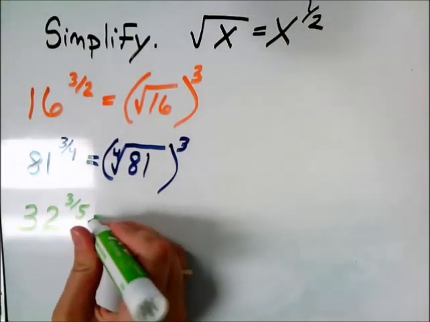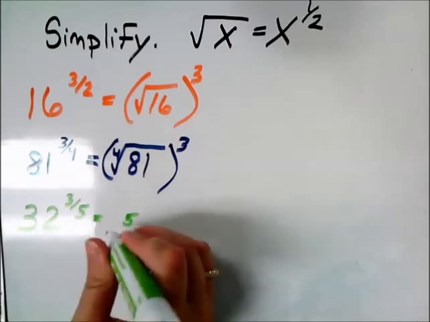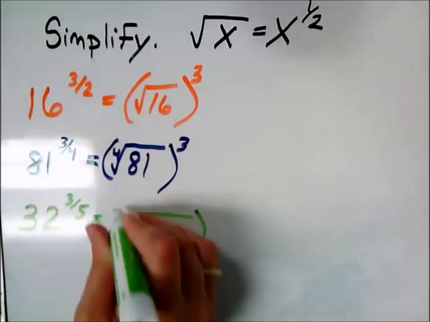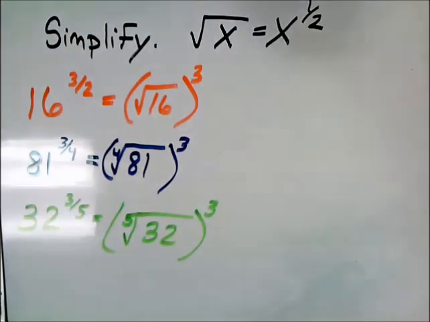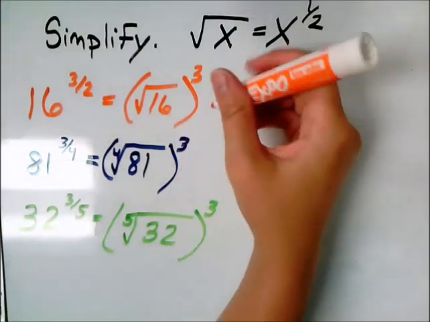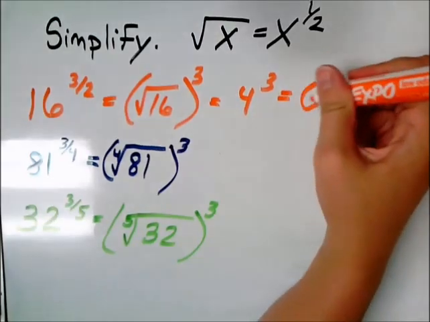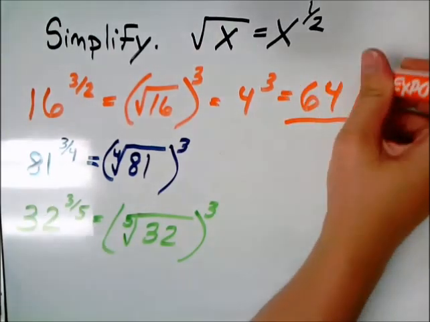And so this very last one is saying the 5th root, since the denominator tells us the root, so the 5th root of 32, and then that's all to the third power. So now that we just have them all written in a different form, it makes them much easier to do. So now I can look and say, well, square root of 16 is 4. So really this boils down to what's 4 to the third, and 4 times 4 times 4 is 64.